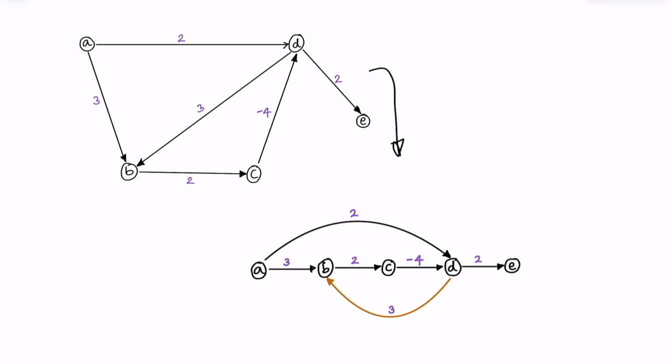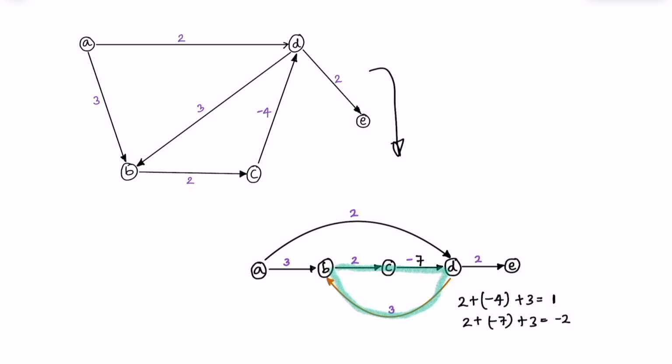If you notice, there is a cycle formed here. And the weight of this cycle is the weight of the edge B to C, which is 2, plus C to D, which is minus 4, and D to B is plus 3. So the weight of the cycle is 1. Let's say if this edge was minus 7 instead of minus 4, then the weight of the cycle would be 2 plus minus 7 plus 3, which is equal to minus 2. Which means every time we run through this cycle, the cost is minus 2.